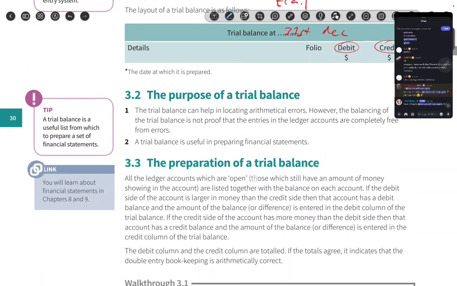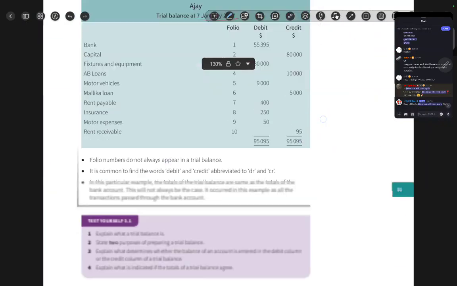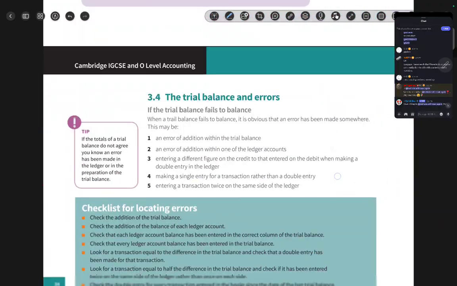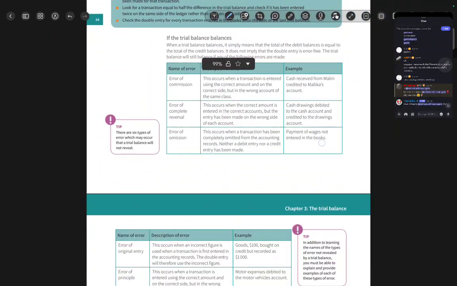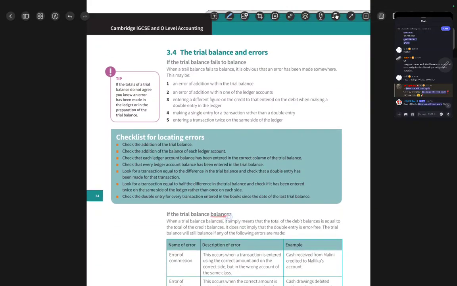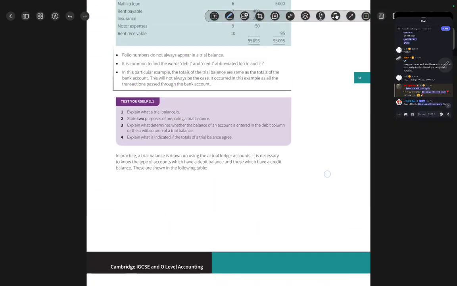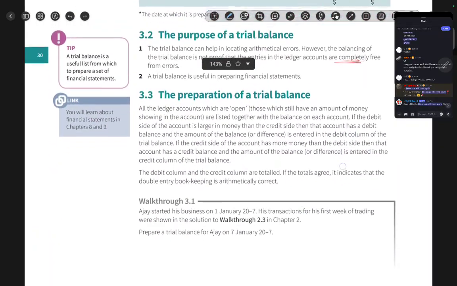The purpose of a trial balance is that it can help in locating arithmetical errors. However, balancing is not proof that the entries are completely free of errors. So if your trial balance does balance, it still does not mean that 100% there is no error, because there are types of errors which do not affect the trial balance. The trial balance can balance, but these errors will still exist. But we will not do them right now because they're difficult and too lengthy. We'll do them someday.